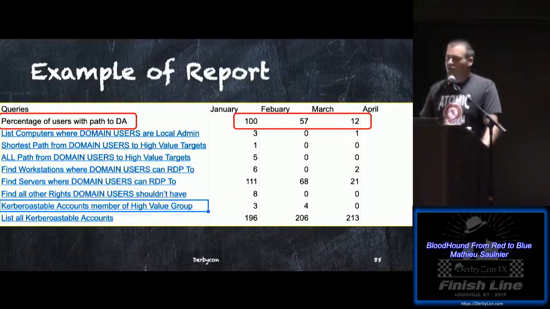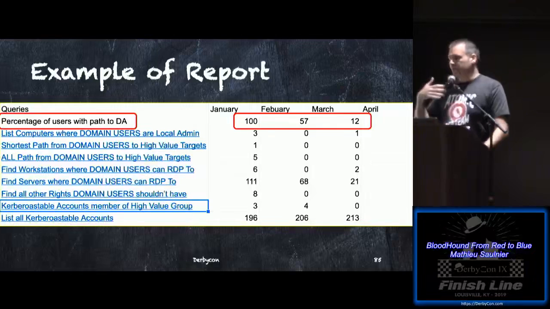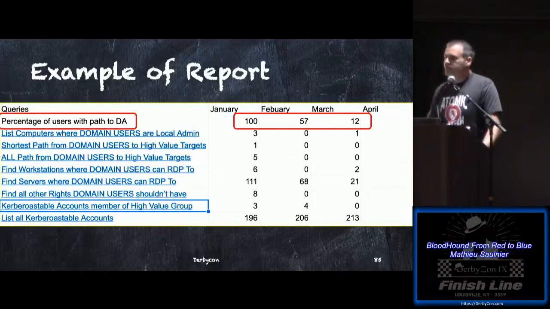So here's an example of very basic reports that you could give your organization, and I've highlighted 2 of the queries that we're going to go a little bit deeper into. So first of all, the percentage of users with a path to domain admin. Let's say the first time you run this in January, you have 100%. Then you manage to get it down to 57 and maybe to 12%.